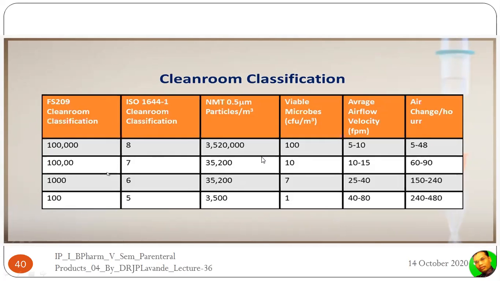So you can see that all these values go on increasing. The viable count of microorganisms again goes on increasing. In case of class 100 there is a very small number of microorganisms, whereas for 1000, 10,000 and 1 lakh it increases. The average airflow velocity in case of class 100 is the largest, and it goes on decreasing as we move from class 100 to 1 lakh.